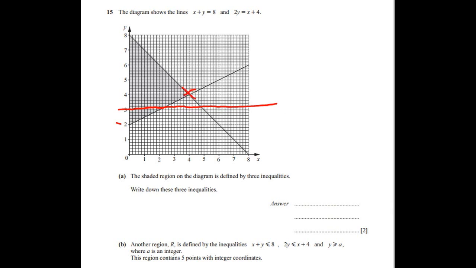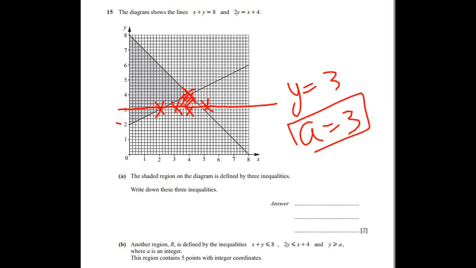So this is one integer coordinate, (4, 4). Then we have (2, 3) over here. Then we have (3, 3) over here, (4, 3) and (5, 3). So yes, this is the line y equals 3. Now if we shade this region, it has only 5 integer coordinates. So the answer is a equals 3.